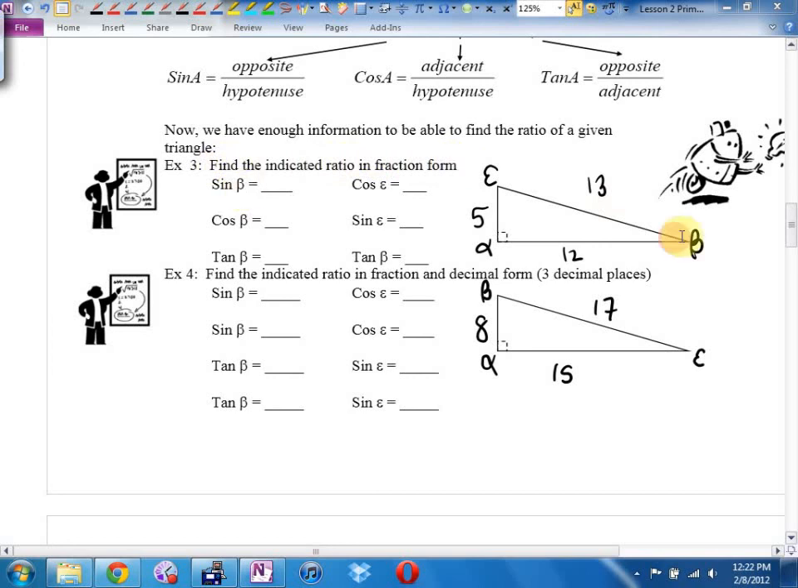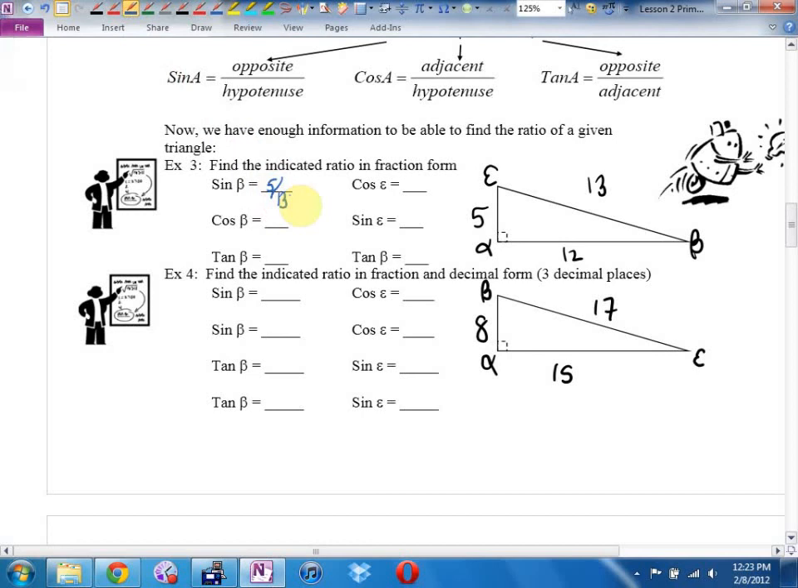It tells us beta, that's this angle right here. Rachel, sine, according to Sohcahtoa, is what over what? So if this is beta, which of these numbers is the opposite side to beta? And which is the hypotenuse? So the ratio as a fraction is 5 over 13. Yes.